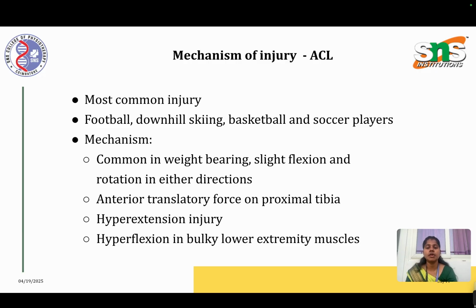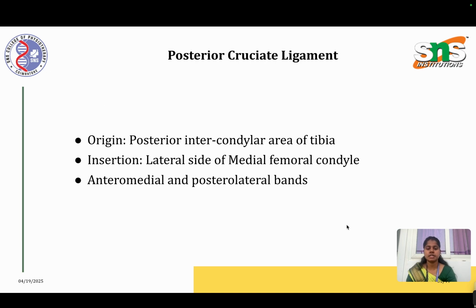Coming to the mechanism of injury, ACL is the most common injury, happening mostly in football players, downhill skiing, basketball and soccer players. The mechanism is common in weight bearing, slight flexion and rotation in either direction. So anterior translatory force on the proximal tibia, hyperextension injury, hyperflexion and bulky lower extremity muscles.